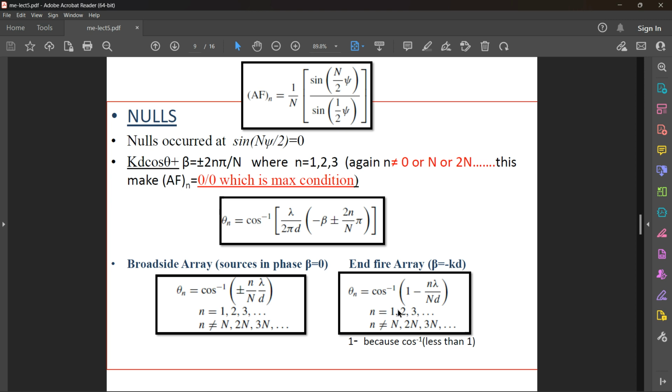For the broadside array, beta is equal to 0, and so theta n is equal to cos inverse of plus or minus n lambda by N into d. And for the endfire array, beta should be minus kd, so theta n is equal to cos inverse of 1 minus n lambda divided by N d, where n is equal to 1, 2, 3. So based on this, we have the null positions.